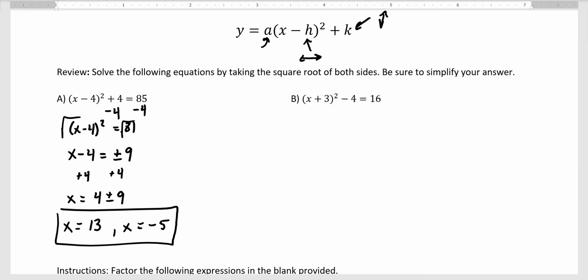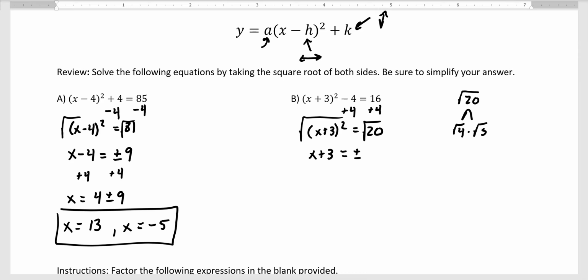Looking at B, same idea. Start by adding 4 to both sides. 16 plus 4 is 20, so I have x plus 3 squared equals 20. Once I have this x plus 3 squared all by itself, I can take the square root of both sides, and that tells me that x plus 3 equals plus or minus the square root of 20. Think about 20 here, okay? So that's the square root of 4 times the square root of 5, so we would have plus or minus 2 root 5. And then to get x by itself, I just need to subtract 3. And I would say that x equals negative 3 plus or minus 2 root 5.